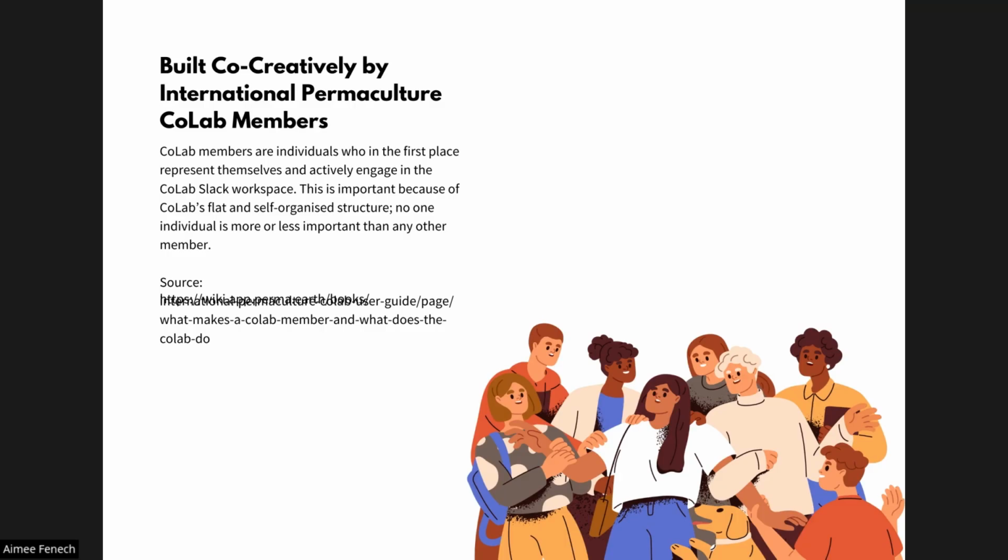The other element of this, which is very important, is that to be a micro-enterprise within the CoLab, you have to have a micro-enterprise which is made up of CoLab members. So in order for freelancers to form a micro-enterprise within the CoLab, they have to be first and foremost, obviously, CoLab members. And what's a CoLab member, you might ask? CoLab members are individuals who in the first place represent themselves and actively engage in the CoLab Slack workspace.